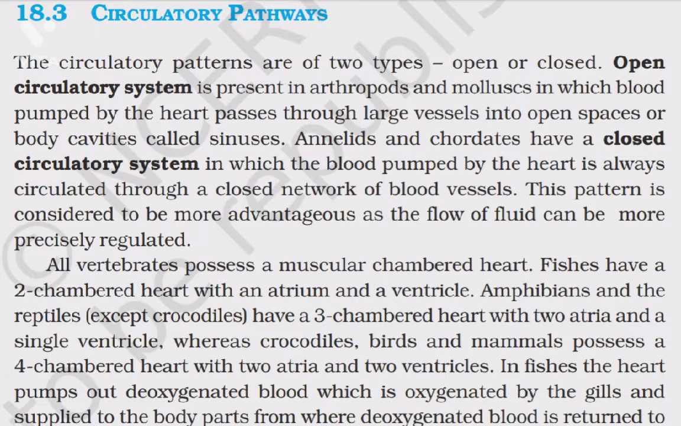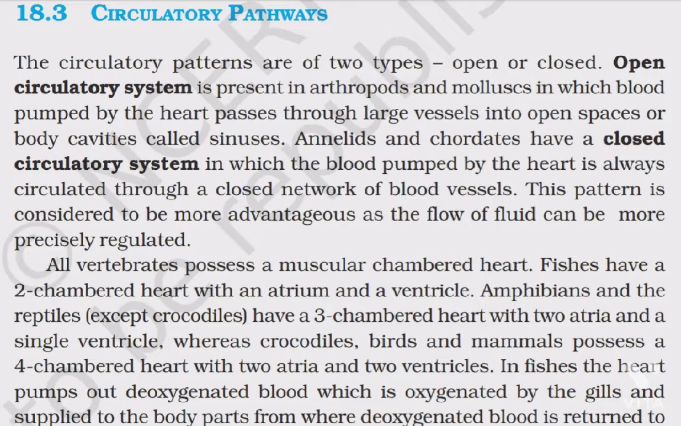Fishes have a two-chambered heart with an atrium and a ventricle. Amphibians and the reptiles, except crocodiles, have a three-chambered heart with two atria and a ventricle, whereas crocodiles, birds, and mammals possess a four-chambered heart with two atria and two ventricles.